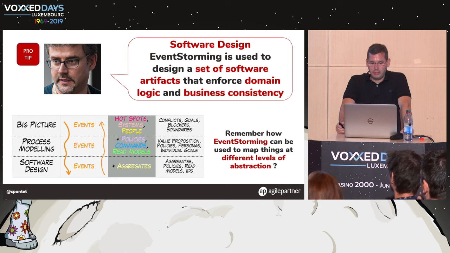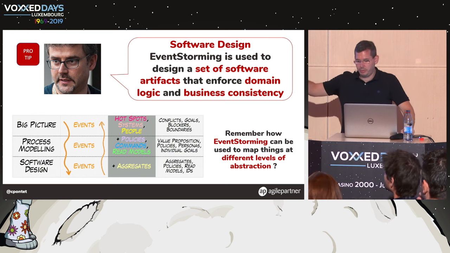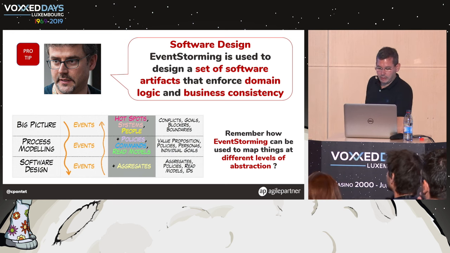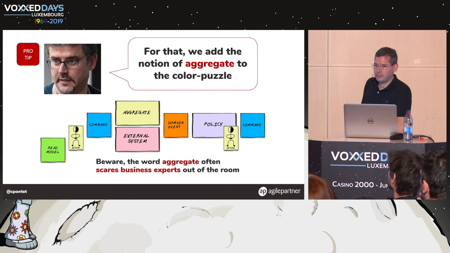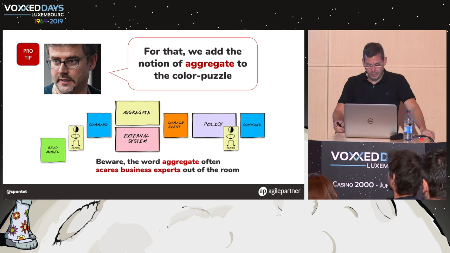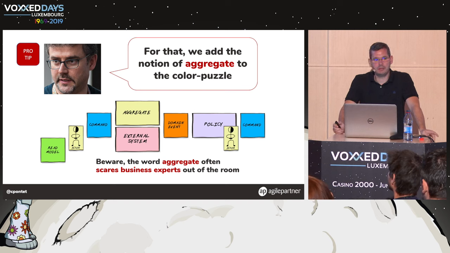So the whole idea here is to have a set of software artifacts that are represented by these colored post-its, and that will be in charge of enforcing the domain logic and the business consistency. These things are called aggregates. This is really something that you will code. It will be transformed into classes in object-oriented programming or functions in functional programming. And it will be in charge of really making sure that this business logic is well represented.